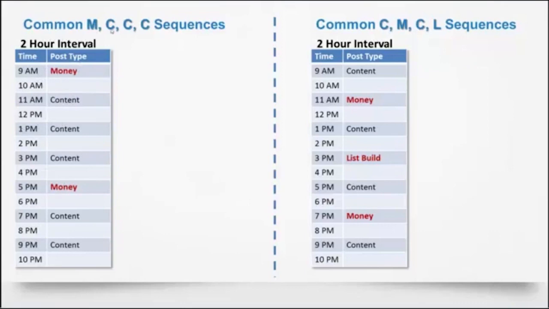Now here, look at this. If we follow this basic money content sequence, at 9 a.m. we make a money post, 11 a.m. a content post, 1 p.m. a content post, 3 p.m. a content post, 5 p.m. a money post, 7 p.m. content, 9 p.m. content, no post at 10 o'clock. So the next day, our next post at 9 a.m. would be content, then 11 a.m. money, then content, 5 p.m. money. Okay, you guys with me?